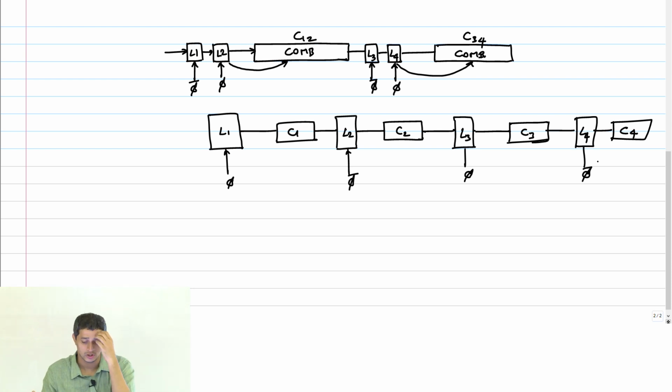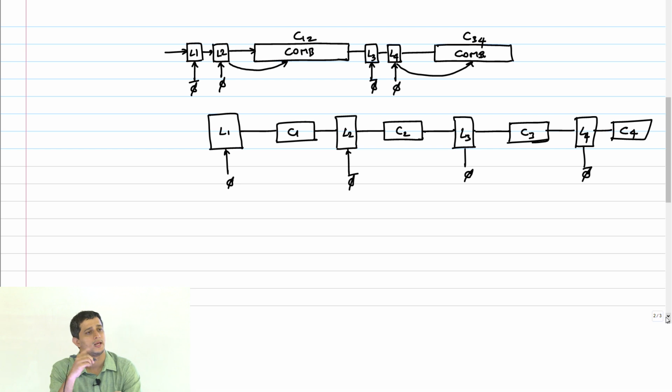So what you have done is you have split the combinational block C12 into two blocks C1 and C2 such that the delays add up. TPD of combinational block C12 is TPD of C1 plus TPD of C2. Similarly for C34. Now we'll analyze what the timing constraints are for this system, and we'll see how much of a gain we are able to get.